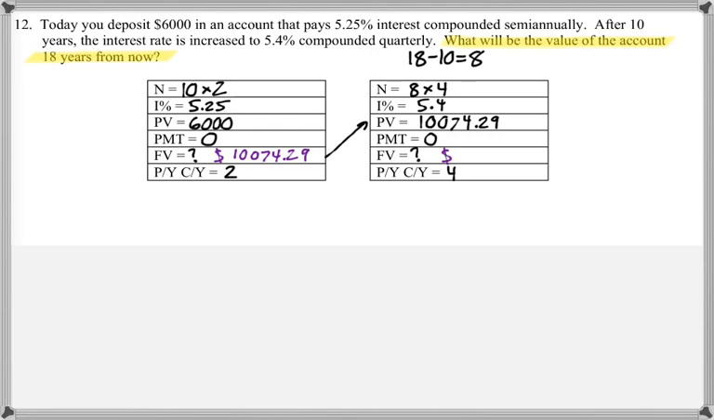So using the TVM solver, you should get $15,473.